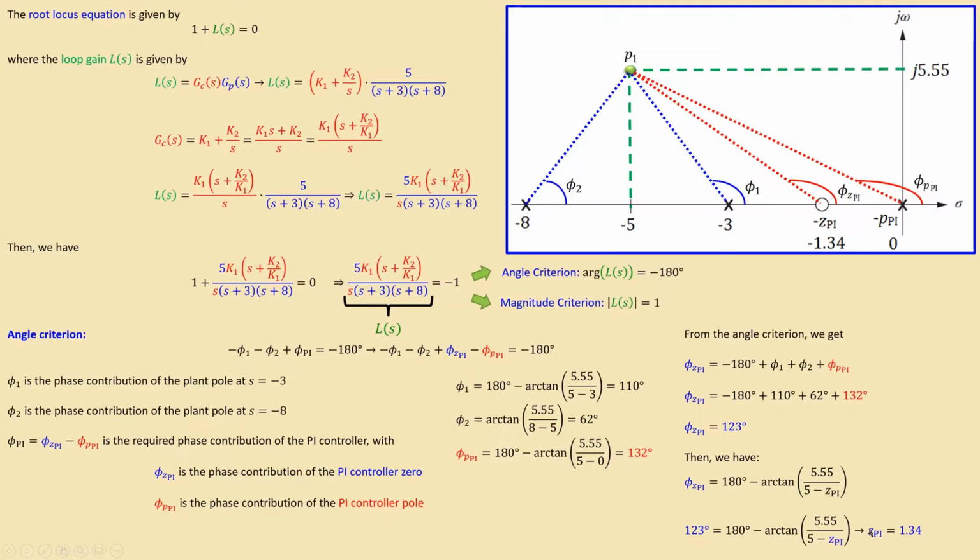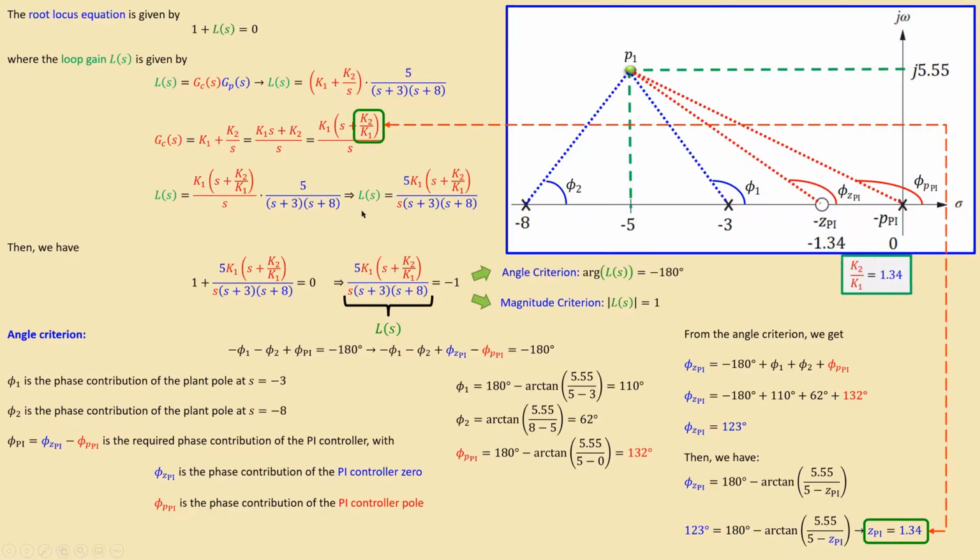1.34. The zero of the PI is 1.34, but of course, if you look at the left-hand plane, you always take the negative side of that one. So this is our zero. This zero is already set as this expression k2 over k1. So that means these are equal to each other. So k2 over k1 is the zero of the PI controller. That means k2 over k1 is equal to 1.34.